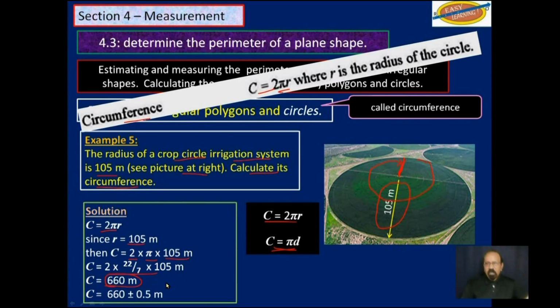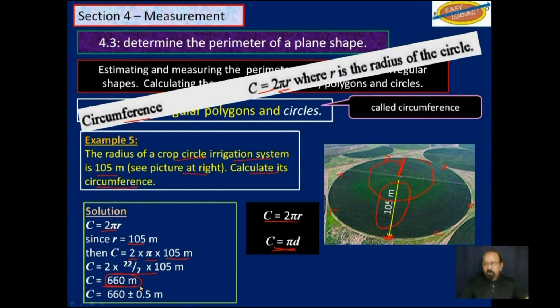That is to say, if you start walking here, you go all the way around in a clockwise direction, inspecting this crop circle. If you are working on this farm and you come back here, you would have walked a distance of 660 meters. Now, you can leave it like that, and hopefully CSEC will accept that.